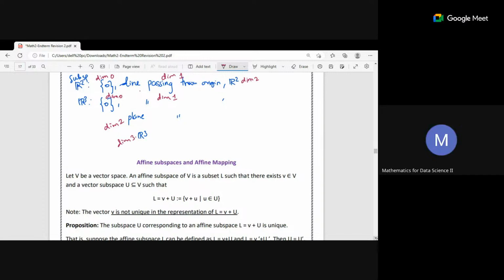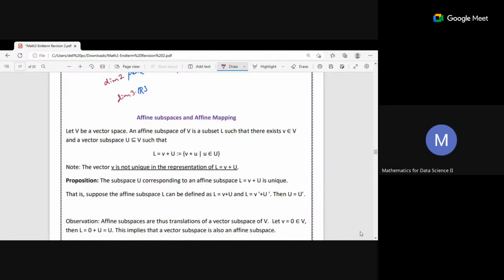Okay. Fine. So now affine subspaces are nothing but translations of subspaces. Suppose you are having U as a subspace, you just add another vector and that becomes an affine subspace. So you see that an affine subspace of a vector space V is a subset L such that there exists a V and a vector subspace U such that V plus U is equal to L. Remember, here this V is not unique, but this U is unique.